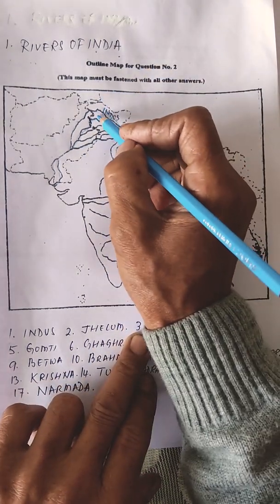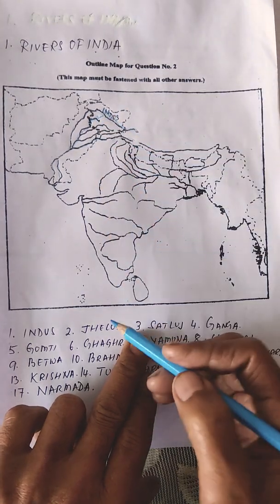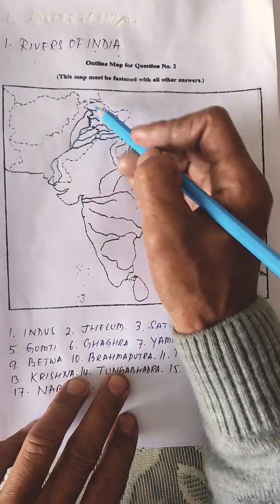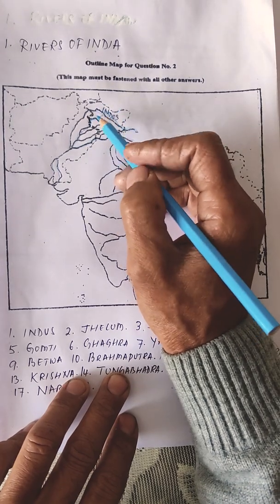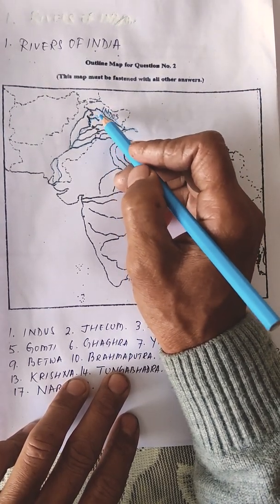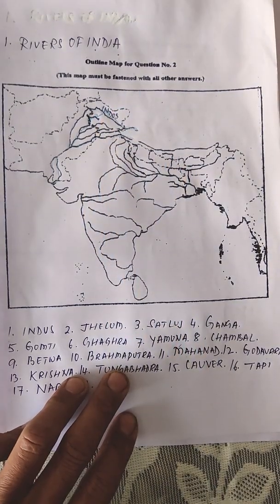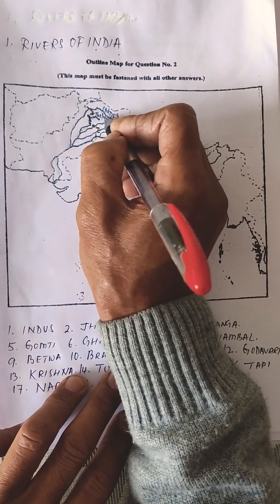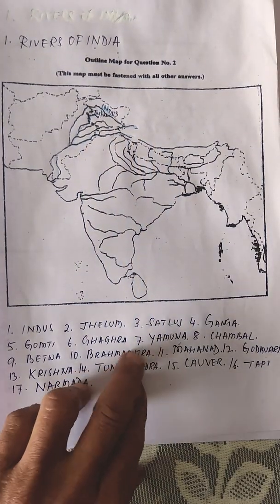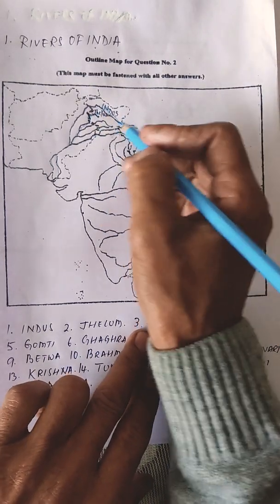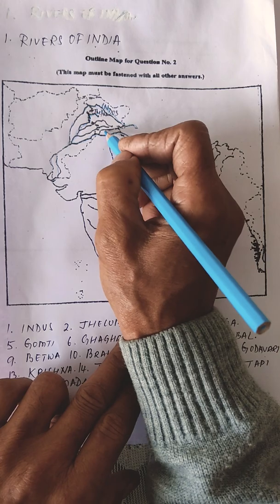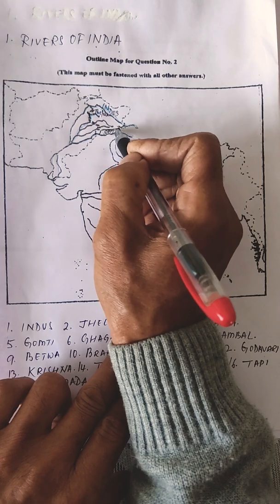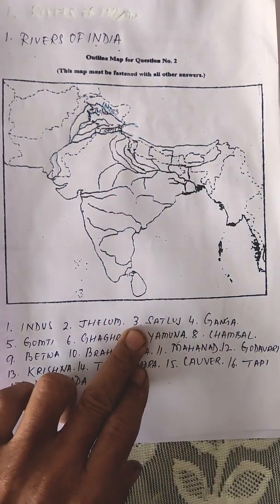So first one Indus, second one is Jhelum. Because I have already written the names listed out here according to the serial order, I'll just write the number here. This is the Jhelum River. In case of this river, you write the name over here only. So I'm just writing Jhelum here, like this. Then the third river, the Satluj, you can write on the river. The name should be written on the river. So you write here Satluj, S-A-T-L-U-J. So the third river is done.